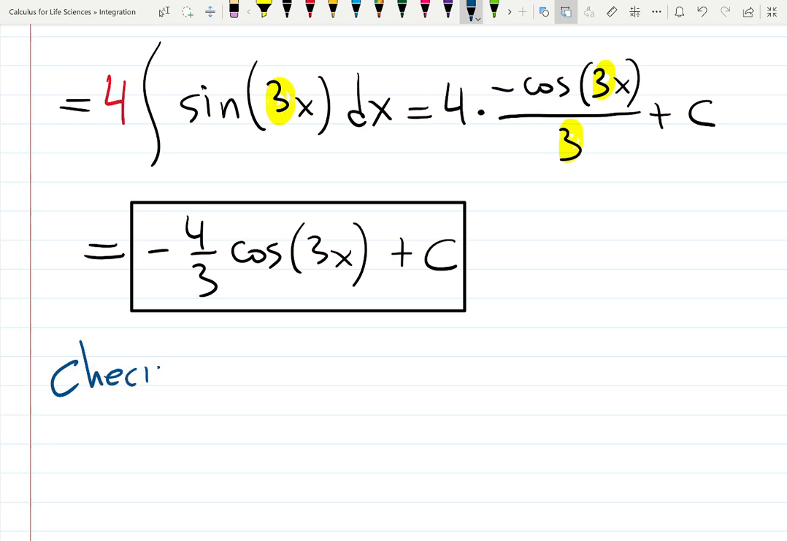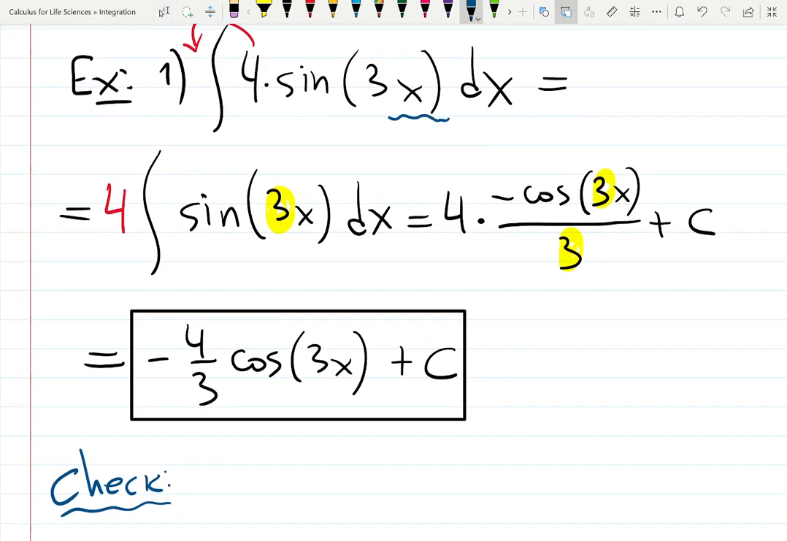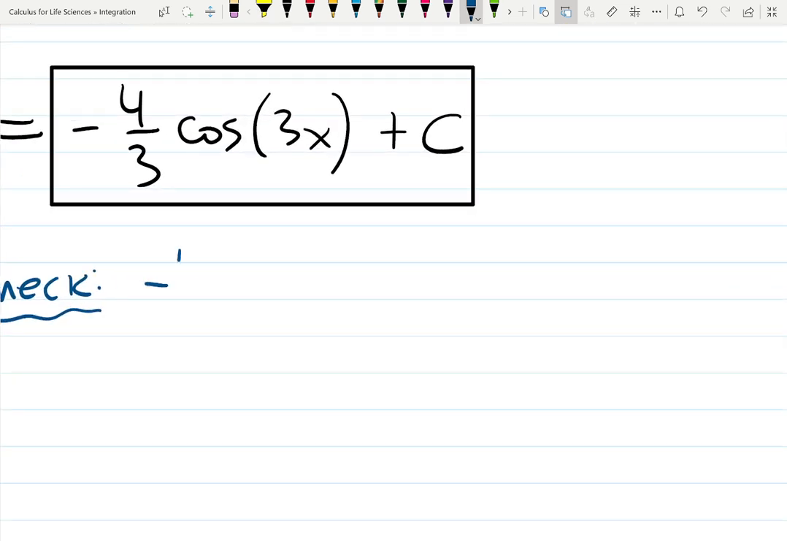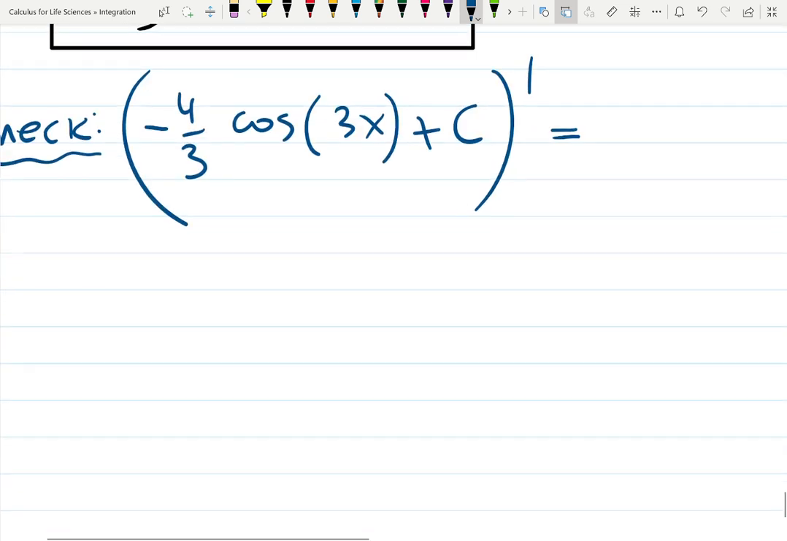What do you mean by checking the answer? Who remembers? Find the derivative of the answer, and it should give you what? The antiderivative. The part inside of the integral. So I will differentiate minus 4/3 cosine 3x plus c, prime. I'm doing it because we just undid differentiation. So if I do differentiation right now, it should go back to the part inside of the integral. Let's see.